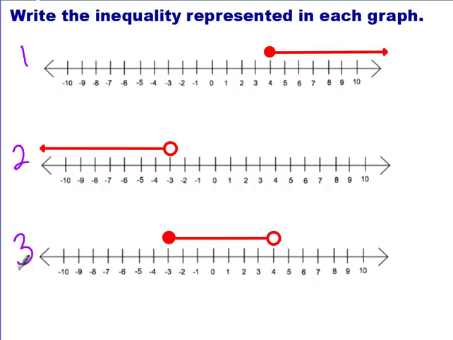So take a look at number 1. What are you comparing to? We're comparing to 4. So we have x somehow compared to 4. Closed circle, arrow going to the right. So we should be thinking x is greater than or equal to 4. For number 2, we're looking at -3. Open circle, arrow going to the left, so we should be thinking strictly less than.